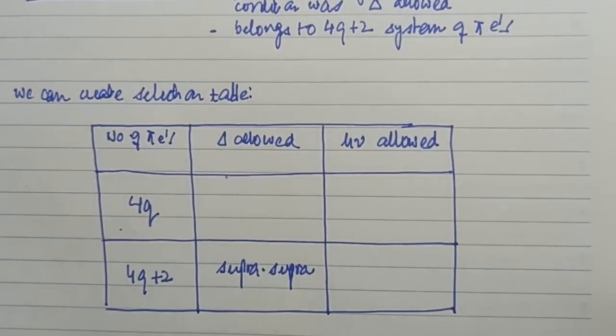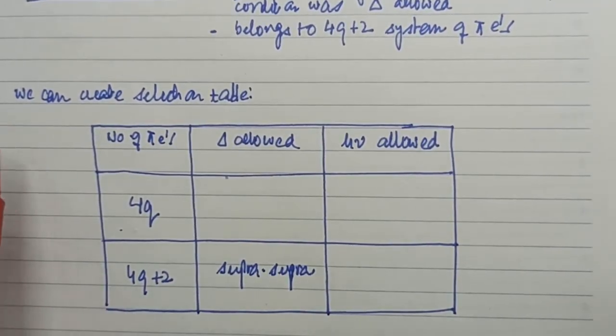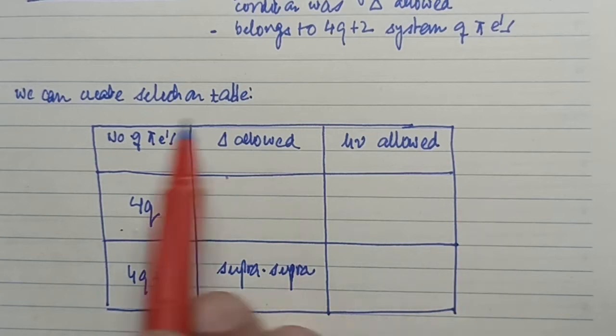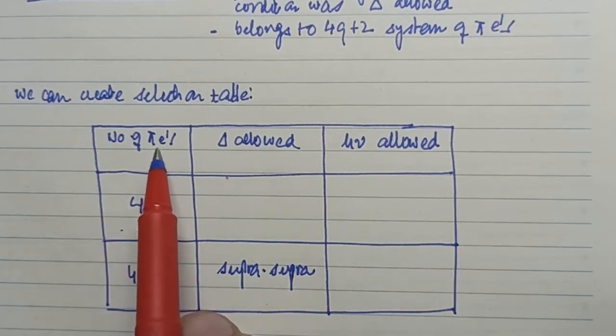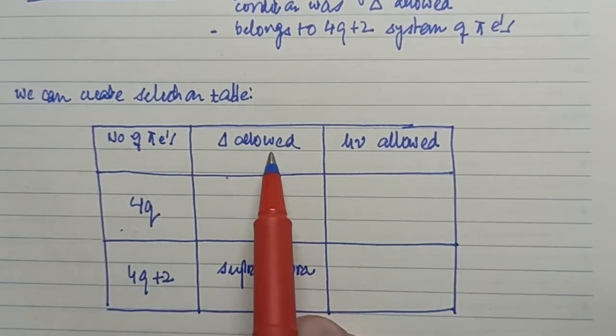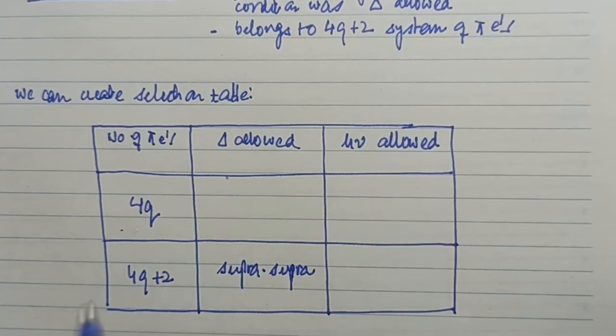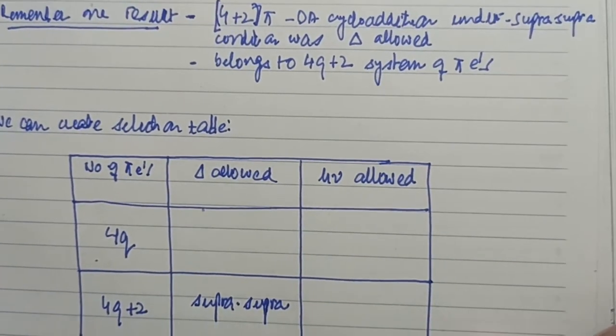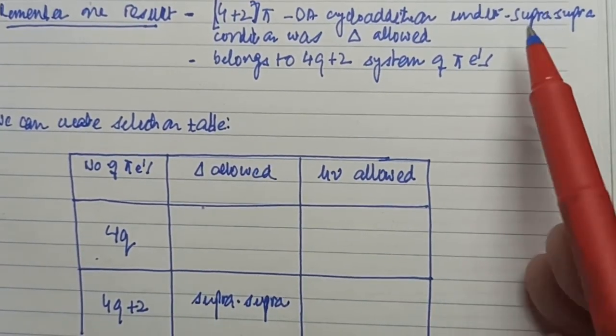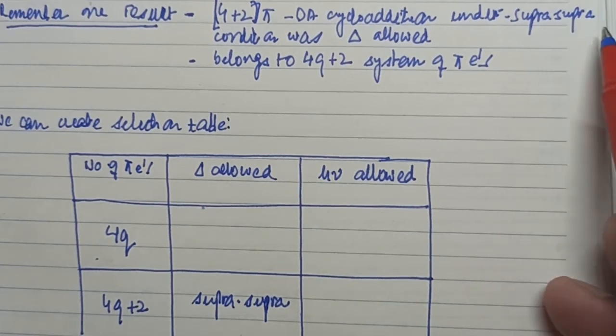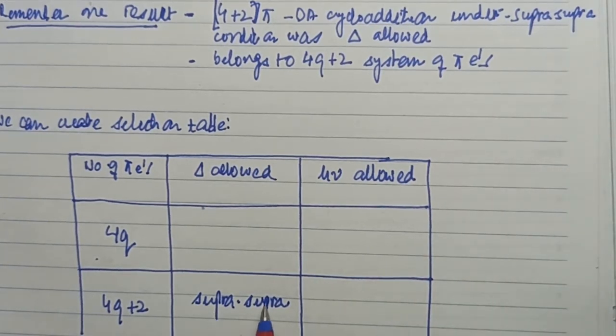Okay. Now first of all, to create the selection table, what do we need to do? We need to draw the table in this format. Towards this side, we write the number of pi electrons. Here thermally allowed, here photochemical allowed. I remember only one result, and that was that this reaction is allowed under supra-supra conditions. Under supra-supra condition, the 4q plus 2 pi system, that is 6 electrons, 10 electrons, 14 electrons system.